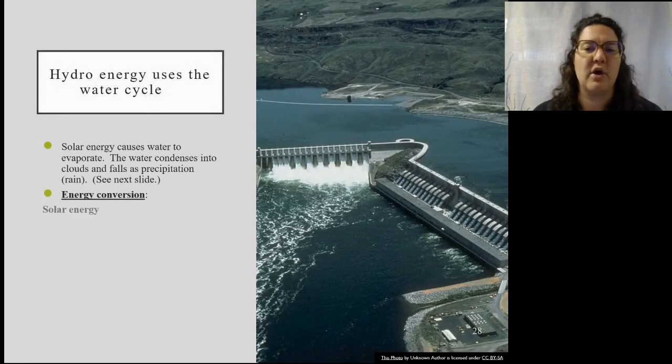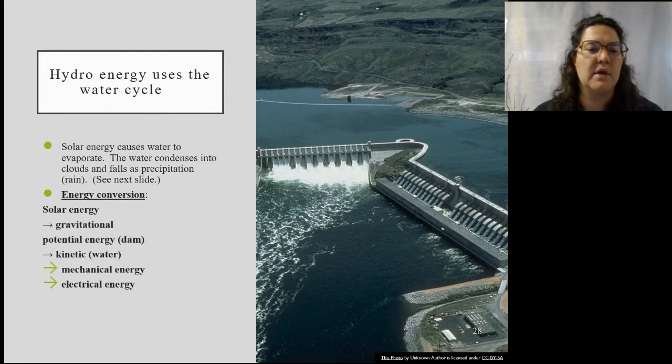So hydro energy also uses solar energy as its initial form. So solar energy causes water to evaporate, which then will rise and condense to form clouds and fall as precipitation in locations farther inland. So we have solar energy causing water to fall in mountains and hills.